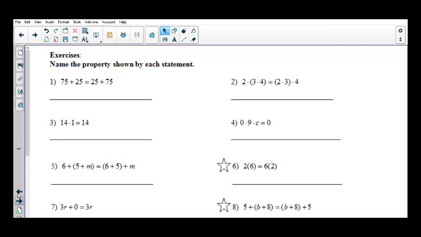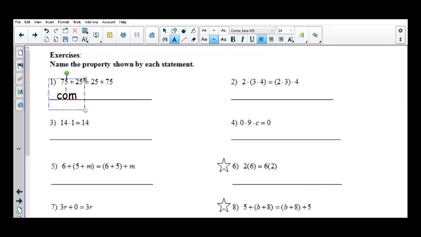So taking a look at that statement, we have 75 plus 25 equals 25 plus 75. The order of the numbers changes. So what property is that? It's the commutative property, and the operation we have is addition. So commutative property of addition.